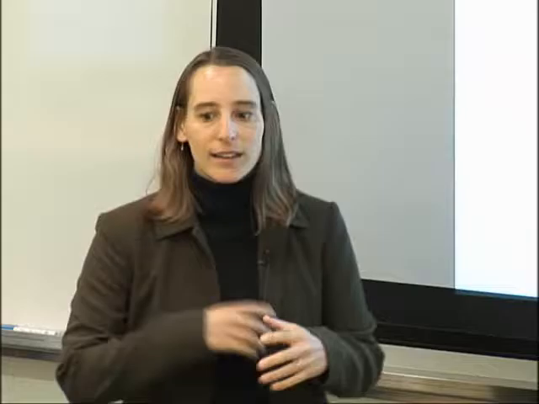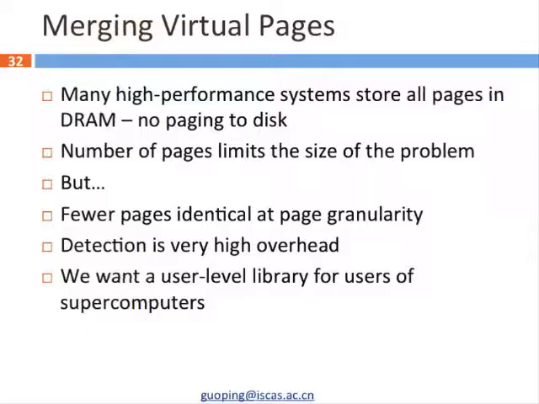But anyway, the challenge here is that they're not going to do paging to disk. And so what they're really talking about is a hard limit. Instead of saying, well, I'd like to minimize the amount of cache space I'm using, it's really just, I want to stay below a threshold. And as long as it stays below that, then that's great. But the challenge is that if you go to a page size granularity, you can imagine that a lot fewer pages are going to be the same than cache lines. Detection is incredibly high overhead, because we're going to have to do it in software and check the whole page.